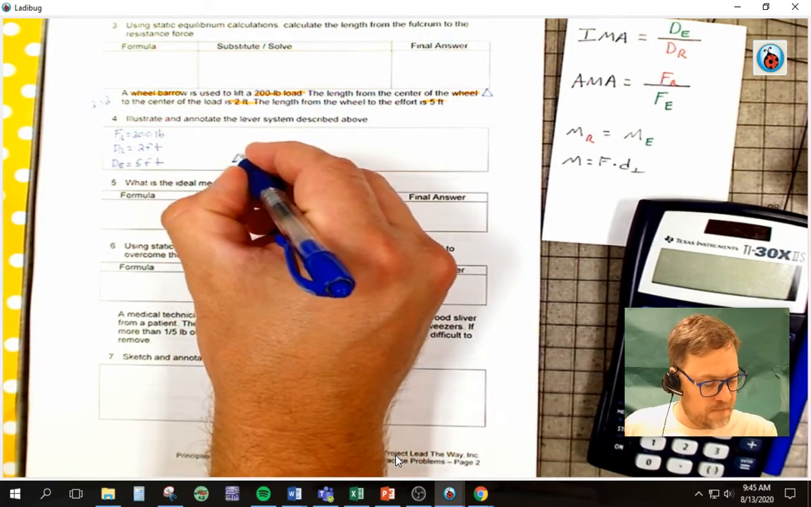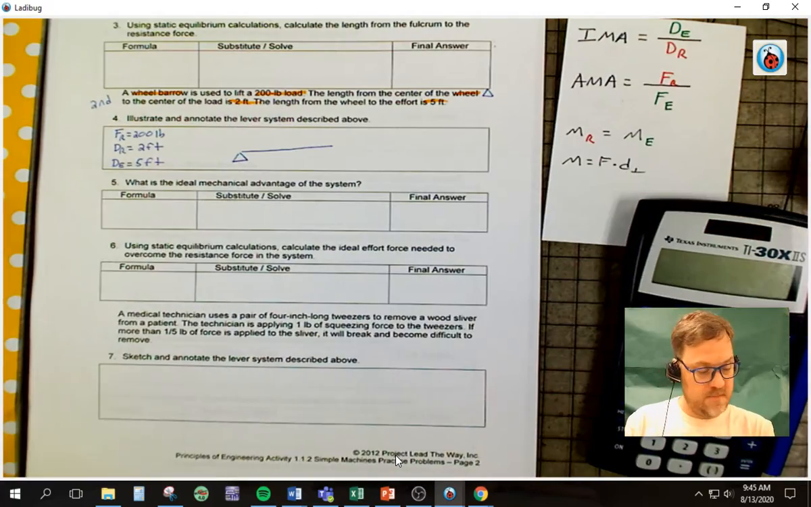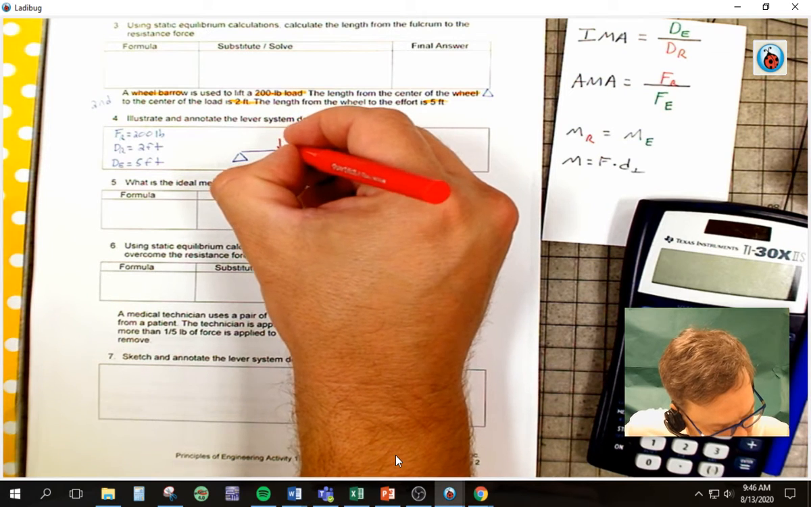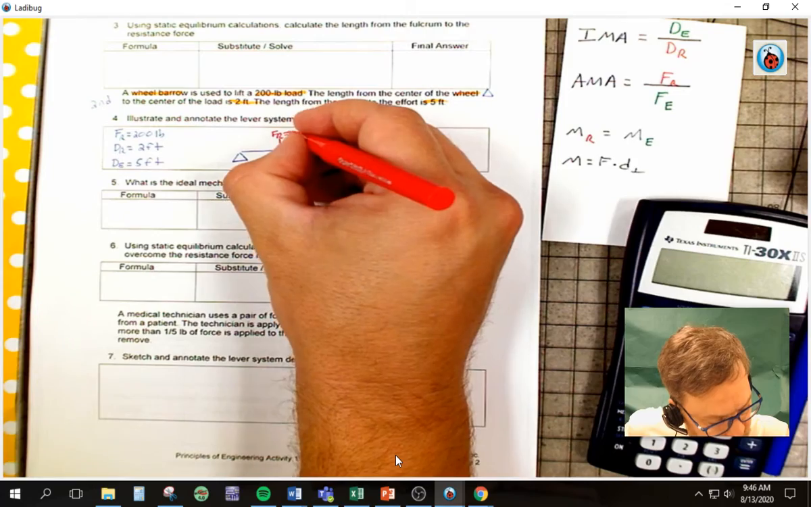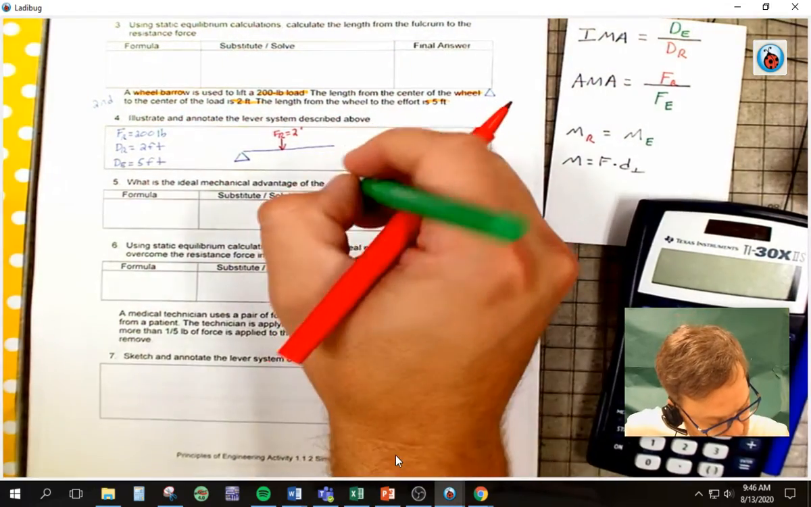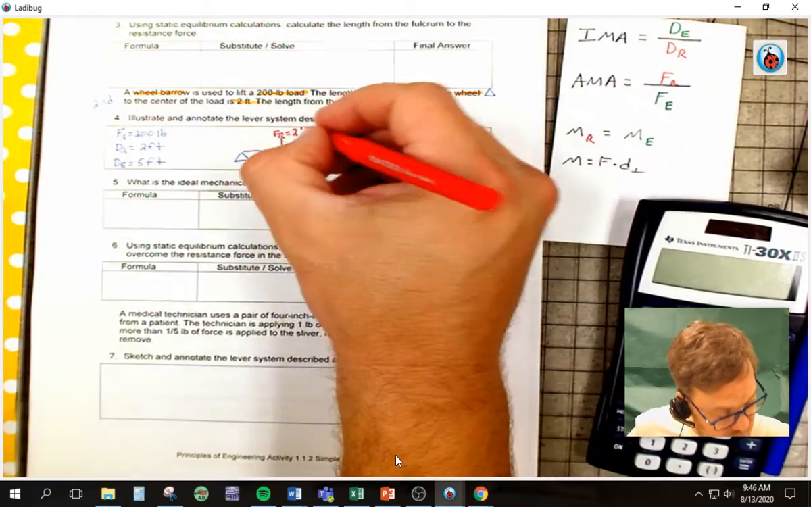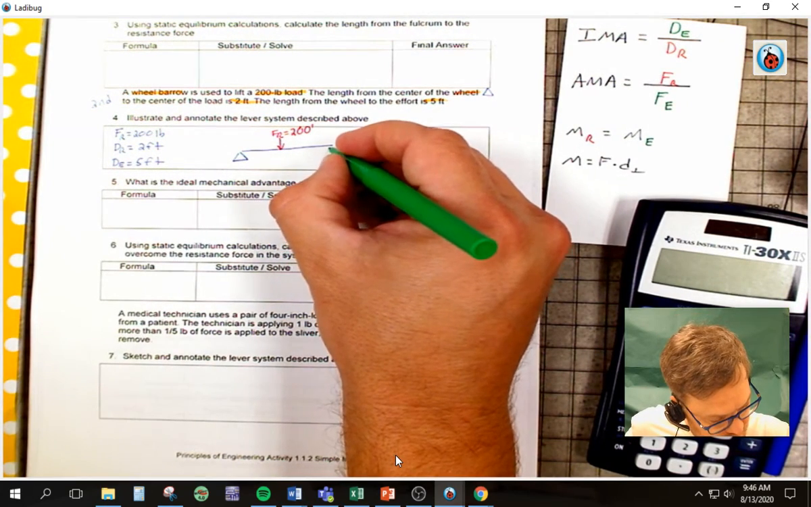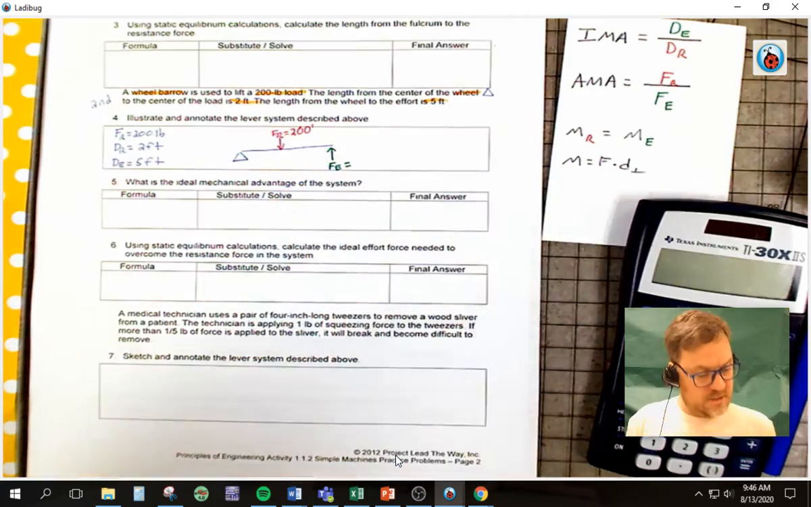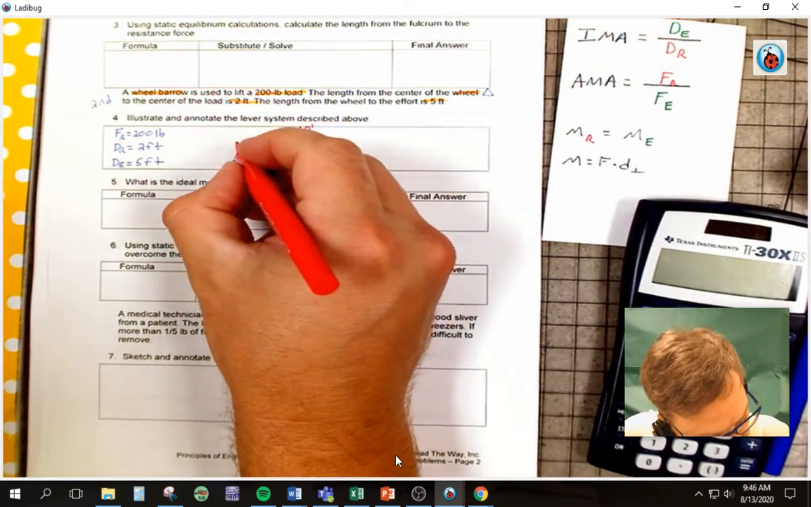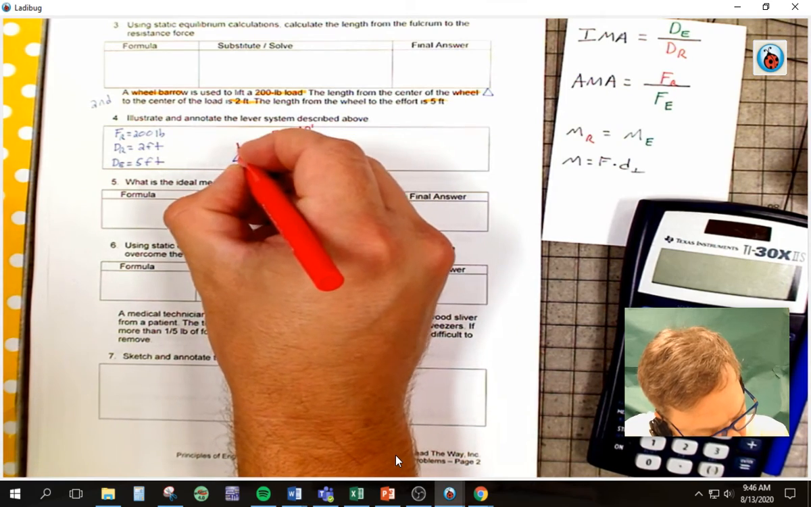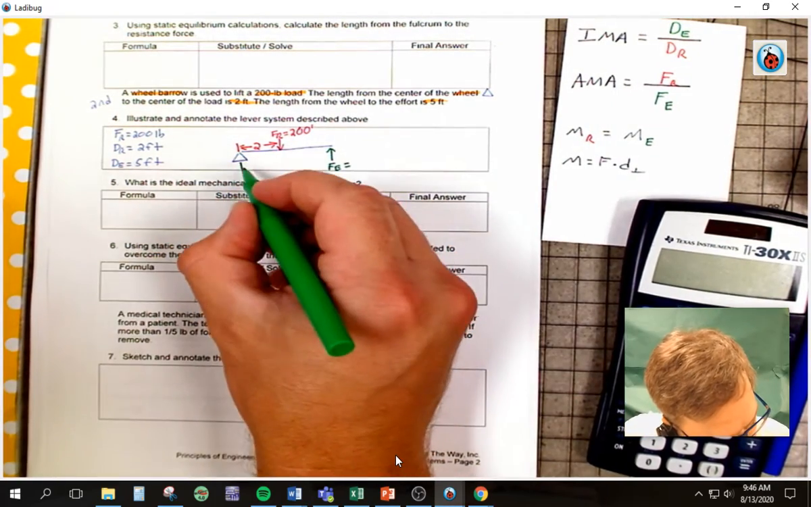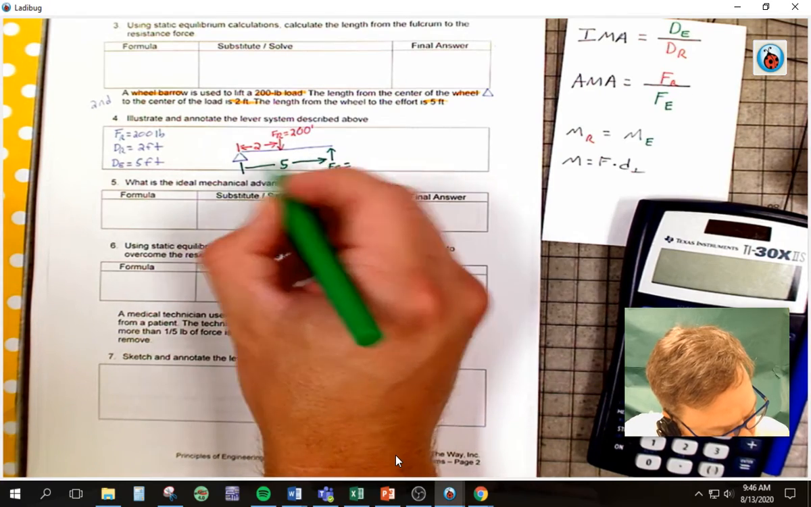So then we annotate it. I'm going to say I've got a fulcrum and I've got a lever, okay? And we'll say that I've got a force resistance at 2 feet, 200 pounds. And then our force effort is unknown at this point. So then I can say my distance here is 2 to the fulcrum. And then my distance effort from there is 5, all the way out here, right?